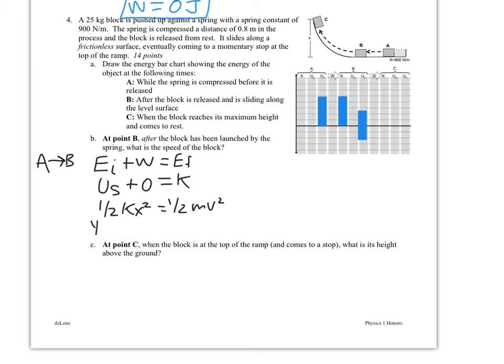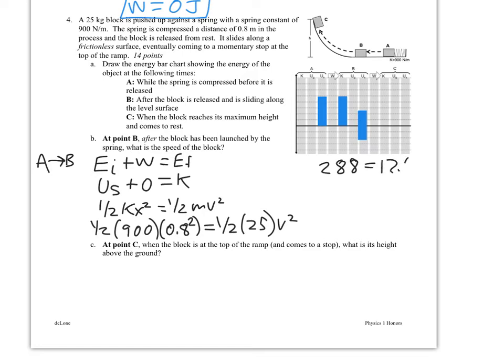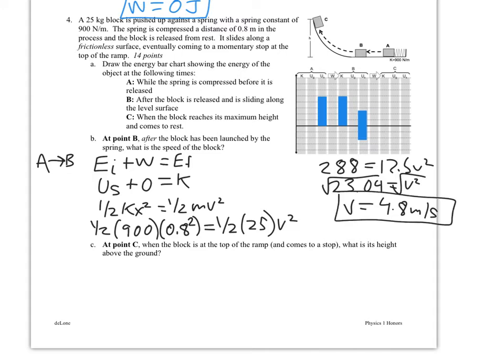And so we plug in what we know. Our spring constant is 900. We know it's compressed a distance of 0.8 meters, so that's our x value. And that equals 1/2 times our mass of 25 times v squared. So we end up getting 288 equals 12.5 v squared. So 23.04 is v squared, which means v, just taking the square root of both sides, is going to be 4.8 meters per second. So that's for part B, I mean, the velocity at that point.